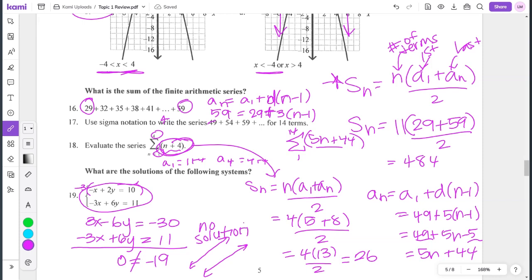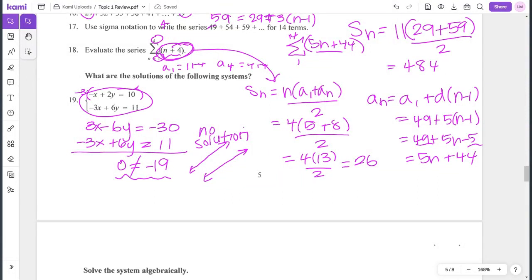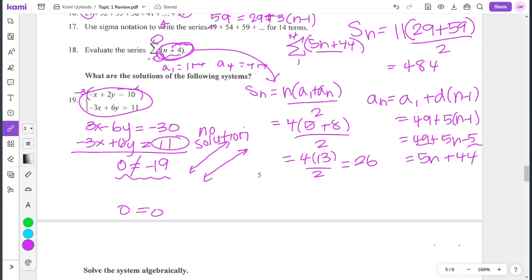If I end up with 0 equals 0 down here, it's infinite solutions because it's the same line. So when you look at your answers, if you're like, oh, 0 equals 0, always true, that means all points are in common and it's the same line. All right, so I'm going to write that down here. So if I end up with 0 equals 0, so if this had been positive 30 and I ended up with 0 equals 0, I have the same line. So I have infinite solutions.